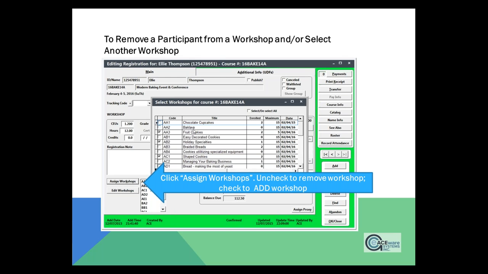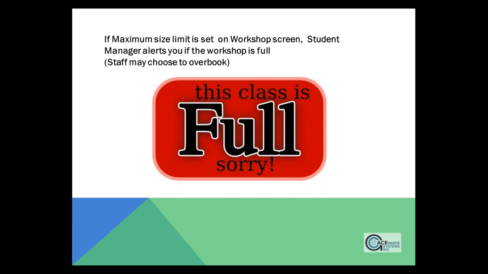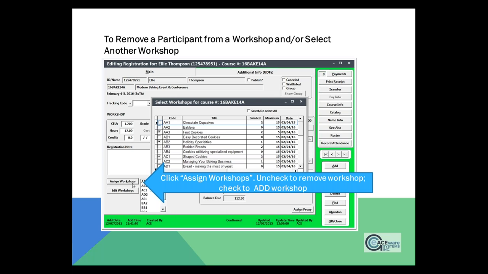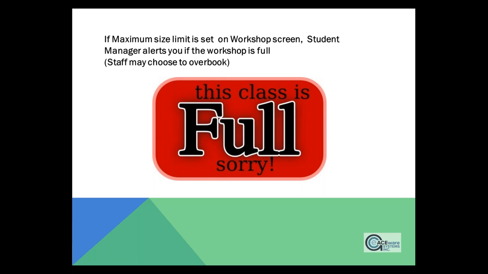If you have a student who you want to drop out of a workshop, you click on the Assign Workshops button, even though they're already assigned. It does pop up that Select Workshop menu, and you can uncheck to remove or click to add a new workshop. Note, if the maximum size is set from Student Manager, you'll be prompted, just like enrolling in a class that says it's full. But with the proper permission, you are able to override and overbook if you want.